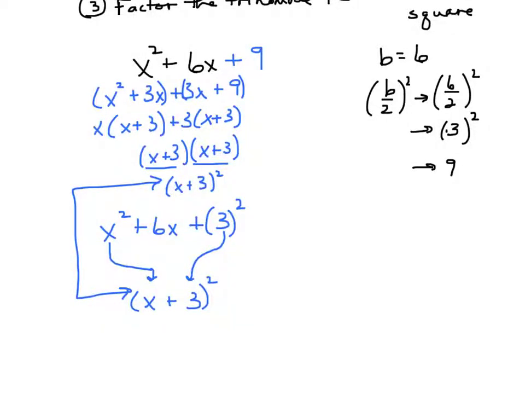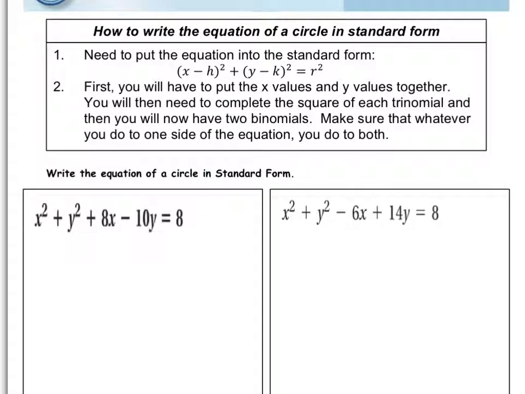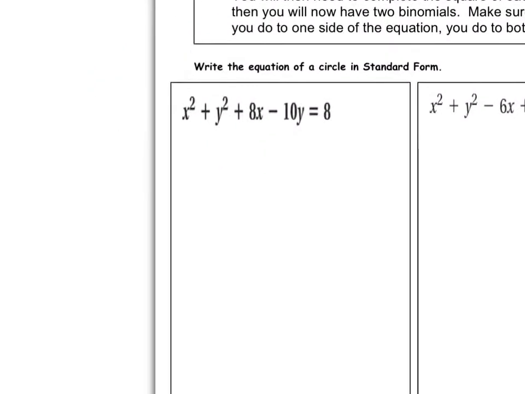Okay, so let's take a look back at your fourth. As we look here, how to write the equation in standard form. We need to put the equation in standard form first of all: x minus h squared plus y minus k squared equals r squared. That's standard form of a circle. First we're going to put the x values and the y values together. Then you'll need to complete the square of each trinomial, and then you will have two binomials. And you're going to make sure whatever you do on one side of the equation, you do to both. All right, so let's take a look now at this first example here.